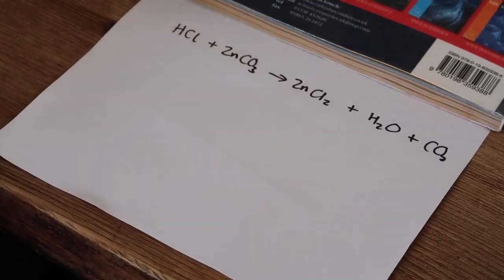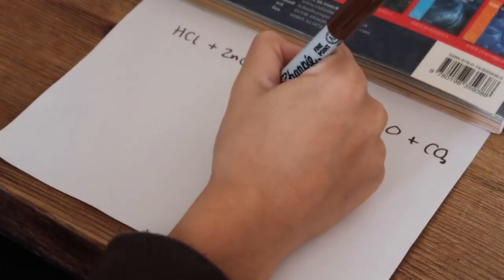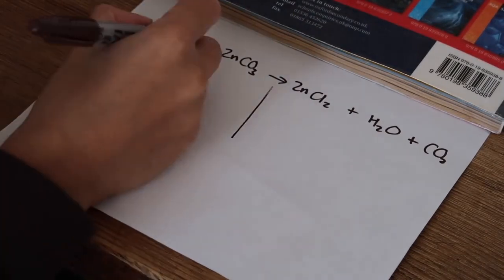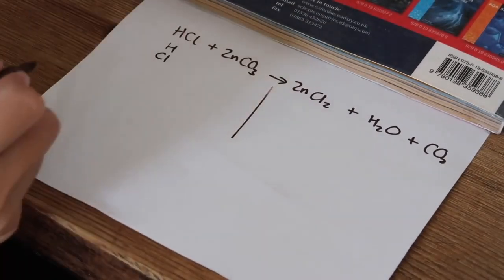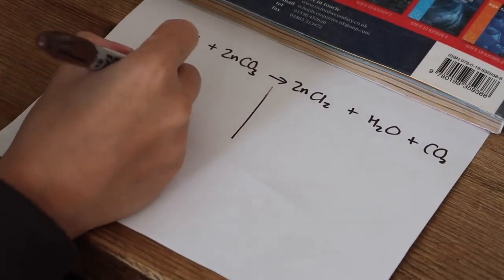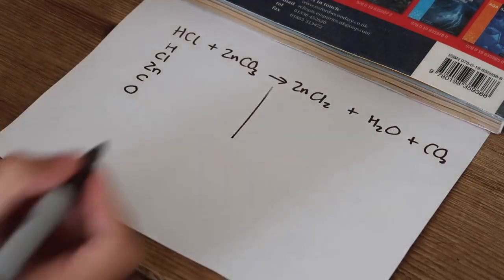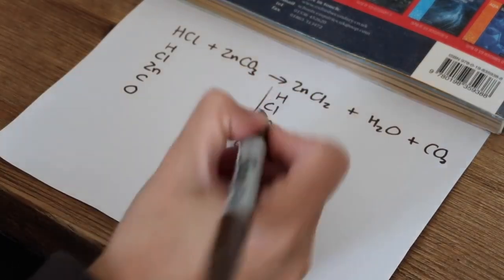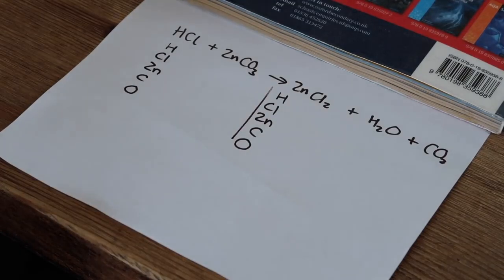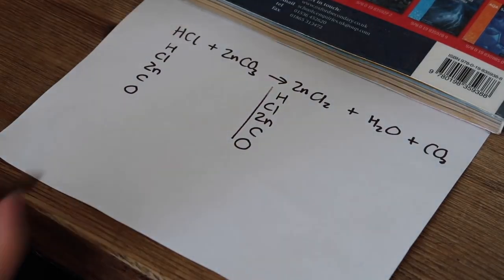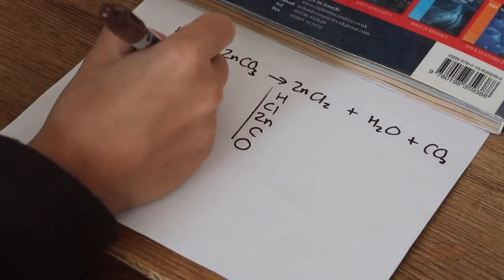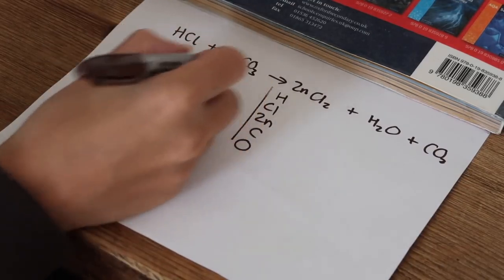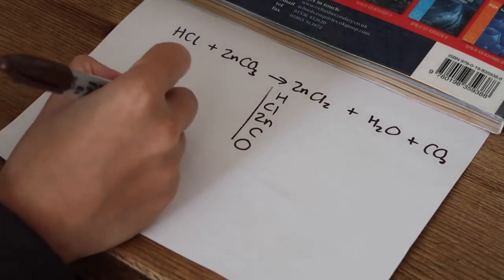This is how you do balancing equations. I always do it the same way. So draw a line separating both sides of the equation and then list the elements. So we've got hydrogen, chlorine, zinc, carbon and oxygen, and then just copy it across exactly as you've done it. Keep them all lined up, that's crucial. And then you're going to use the tally chart to work out how many atoms you have of each element. So we've got 1 hydrogen, 1 chlorine, 1 zinc, 1 carbon and 3 oxygens.